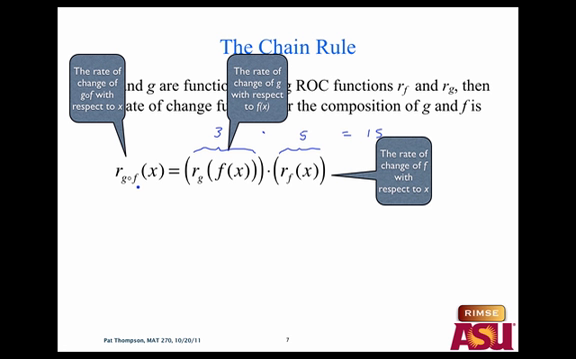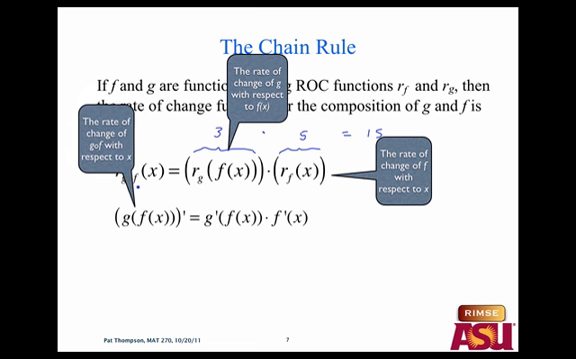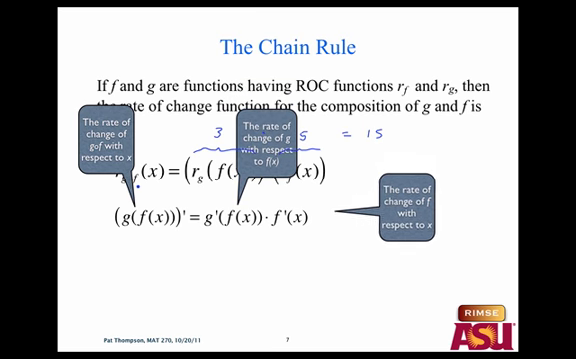So the rate of change of g composed with f with respect to x is the rate of change of g with respect to f times the rate of change of f with respect to x. And similarly, we can have the prime form, which is read no differently. We read this exactly the same way using rate of change terminology.